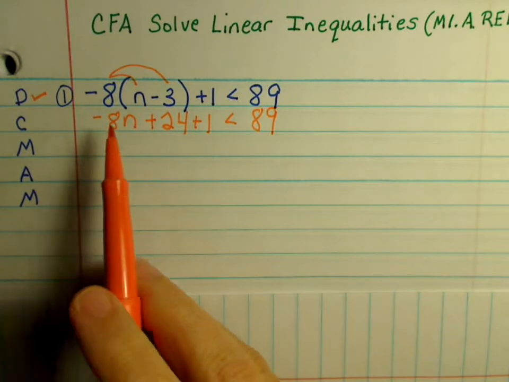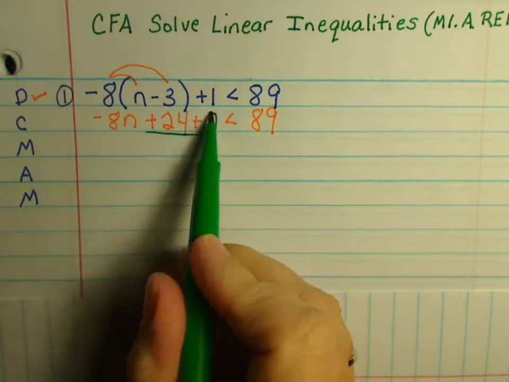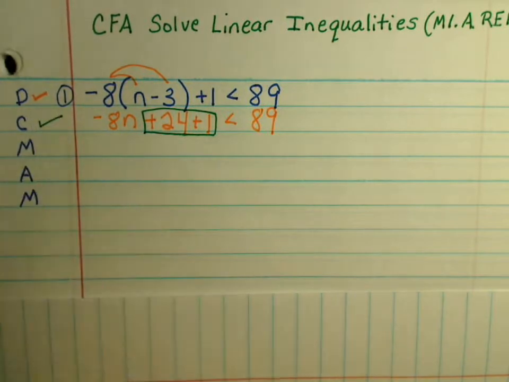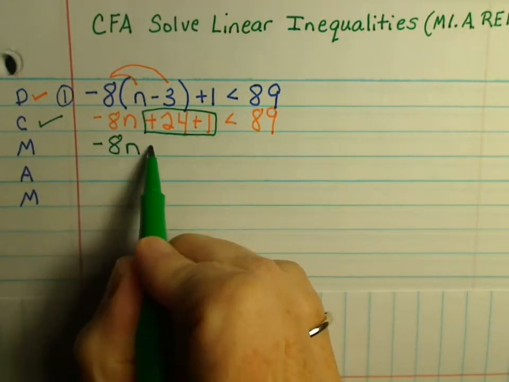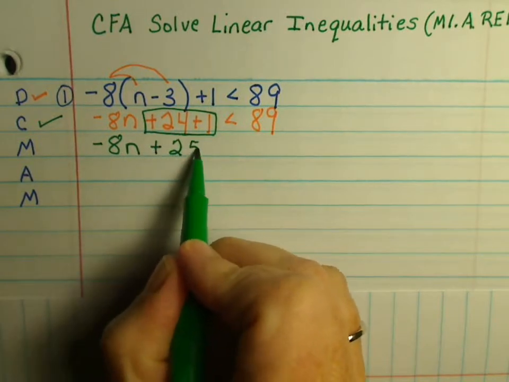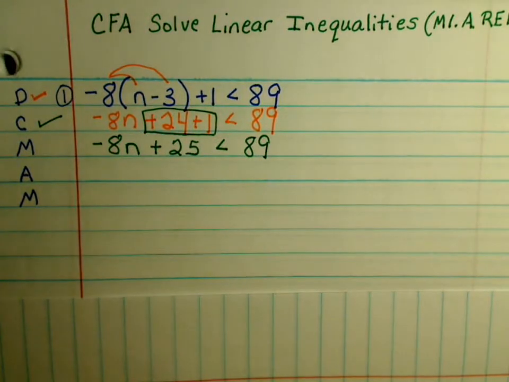Okay, you really have to watch the signs when you multiply. For the next step, I am going to combine these like terms. So that's this step, combine like terms. So I'm going to have a negative 8n plus 25 is less than 89. Now the next one, the m, means to move all variables to the same side. Well, we don't have that step here, so we're going to skip it.